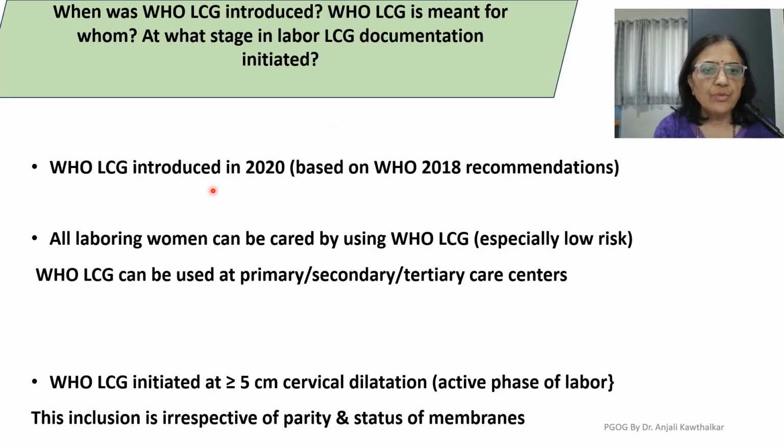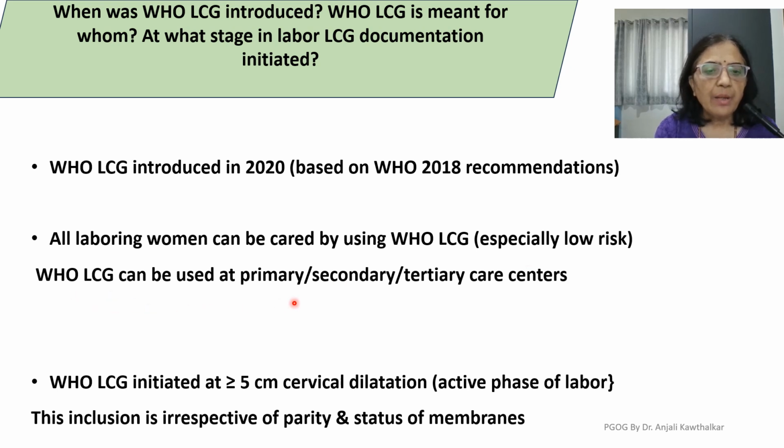WHO LCG was introduced in 2020 and it was based on WHO 2018 recommendations. It is meant for all laboring women, and all laboring women can be taken care of by using this WHO LCG, especially low risk women, whereas for high risk women, as per the high risk factor, we can have additional steps. For example, if a patient has heart disease complicating pregnancy, then we can have additional steps apart from what has been given in this labor care guide.